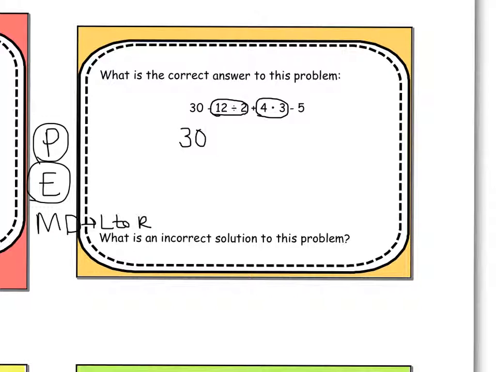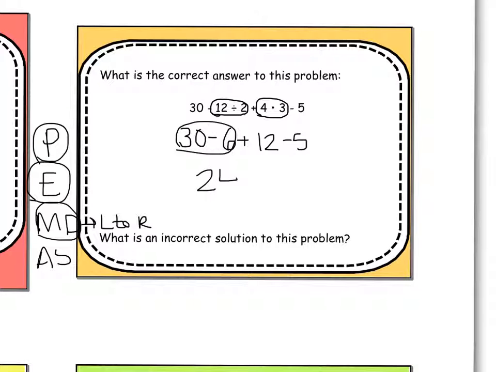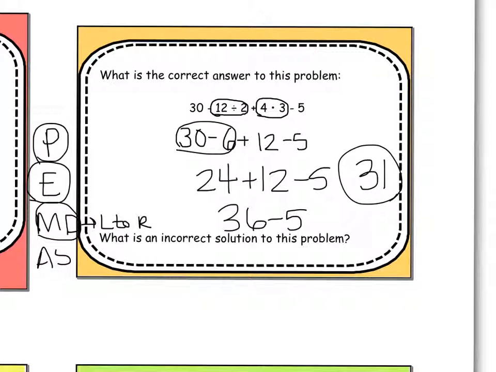So I have 30 minus 12 divided by 2 gives me 6, plus 4 times 3 gives me 12, minus, then I have 5. Since I'm done with all of my multiplication and division, now I do my addition and subtraction. So from left to right, 30 minus 6 is going to give me 24. I'm going to bring down the rest. 24 plus 12 gives me 36. 36 minus 5 gives me 31. The correct answer to this problem is 31.